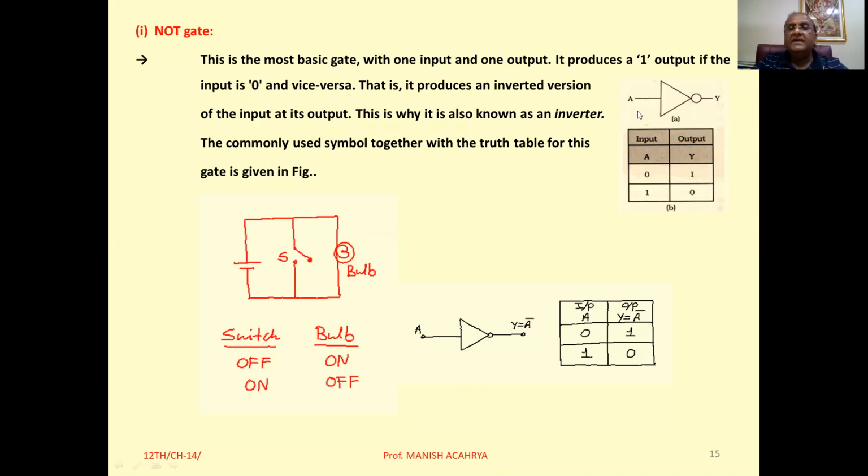Here, this one is also represented like this. If input is absent, then output is present. If input is present, output is absent. Now, let's understand the working of this NOT gate with the help of one electrical circuit.